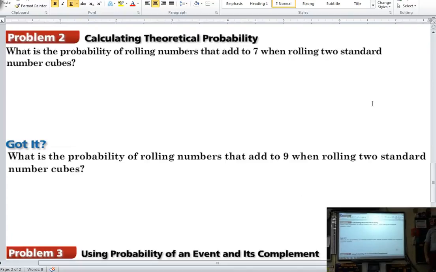So theoretical probability is not based on anything observed. It's based on given fixed data. So when we roll 2 standard number cubes, I wish I would just say die, but cube is nice because we know a cube has how many sides? 6. So we're assuming they're numbered 1, 2, 3, 4, 5, 6. Standard die. So what's the probability of rolling 2 numbers that add to 7?